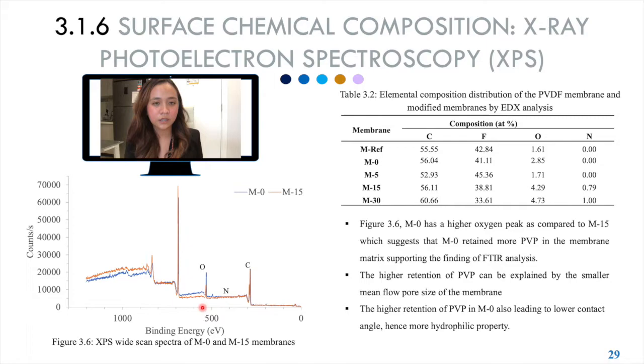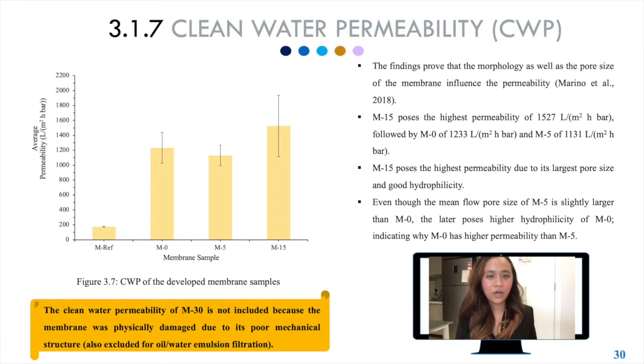The higher retention of PVP can be explained by the smaller mean flow pore size of the membrane. The higher retention of PVP in M0 also leads to a lower contact angle, hence more hydrophilic property. Furthermore, in terms of clean water permeability, the findings prove that the morphology as well as the pore size of the membrane influence the permeability.